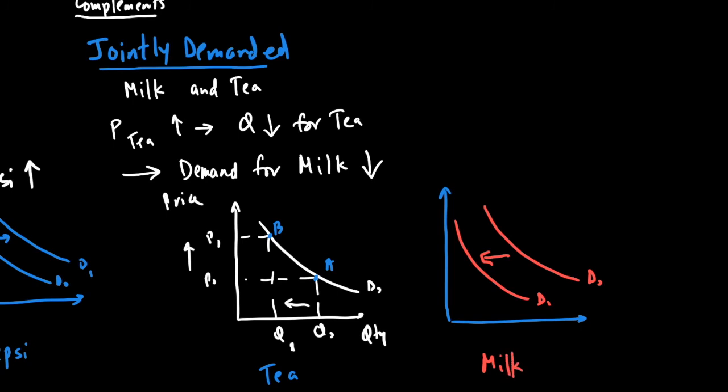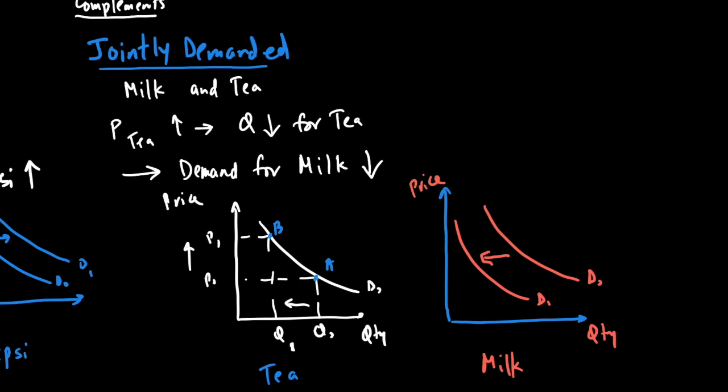So in the case of complements, the story is this: when the price of a good goes up, the demand for the complement will fall, and vice versa. When the price goes down, the demand for the complement will go up. For example, if the price of tea goes down and I decide to drink more tea, automatically I will buy more milk to go along with my tea.